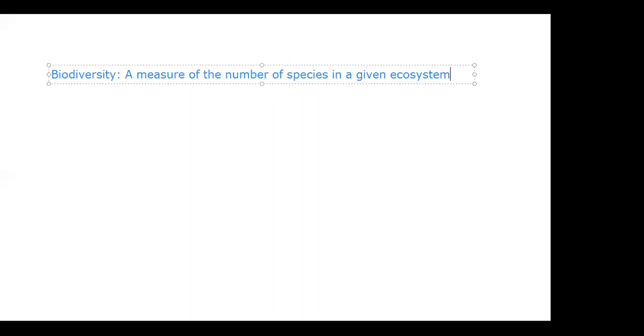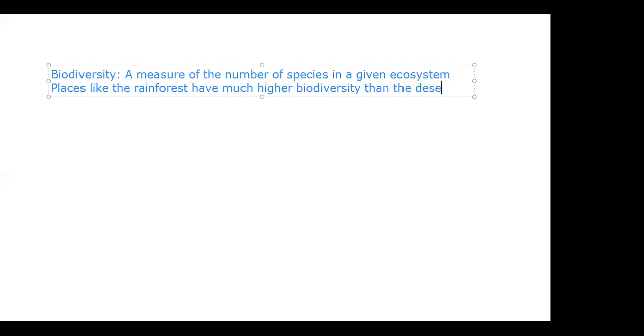Okay, and you're going to have areas that just generally have higher biodiversity. So places like the rainforest have much higher biodiversity than the desert. Okay, more organisms can live in the rainforest, more different species can adapt to the things that are going on in the rainforest.